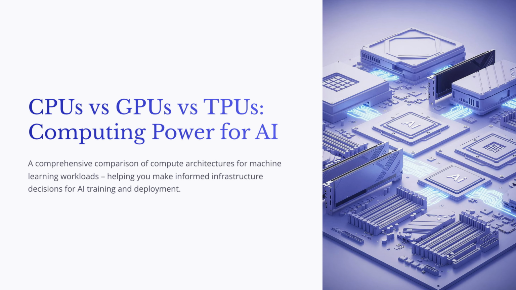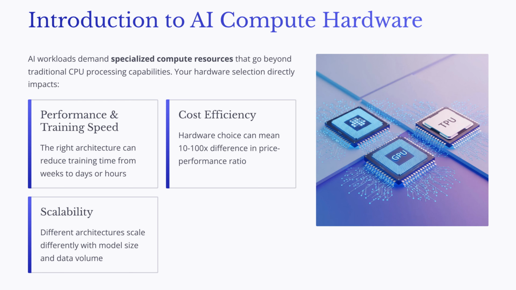As you'll see, the choice of hardware isn't trivial. It is strategic, impacting performance, cost, scalability, and even the feasibility of your entire AI system. AI workloads are fundamentally different from traditional computing. They demand specialized architectures that go far beyond what conventional CPUs can provide.